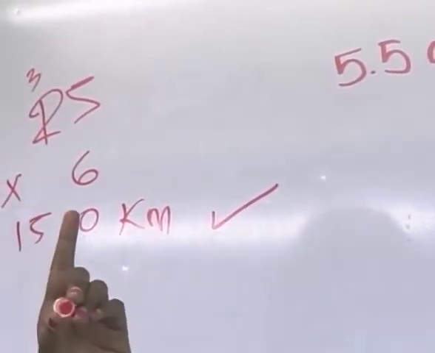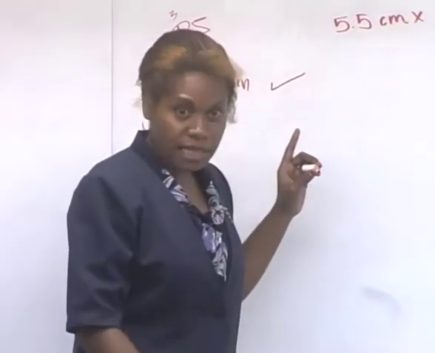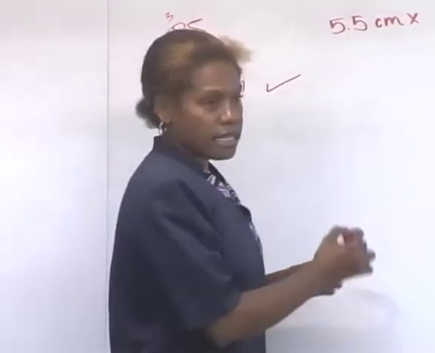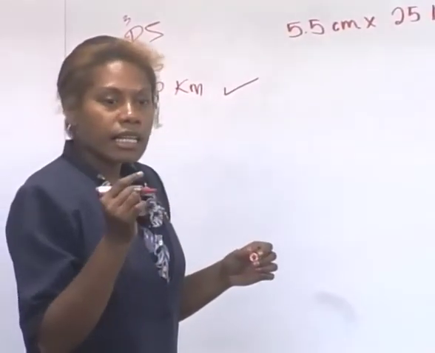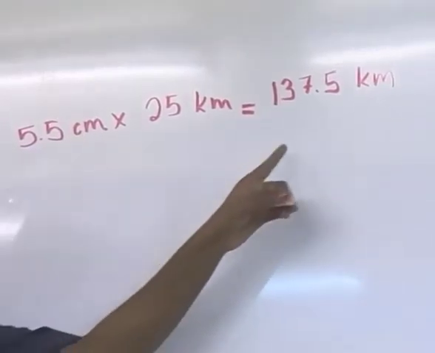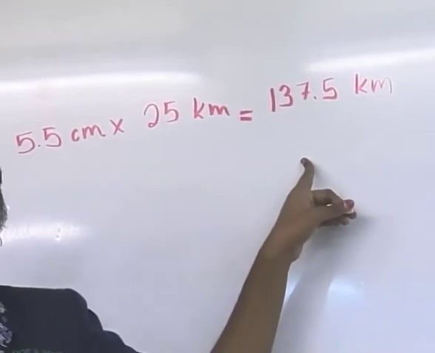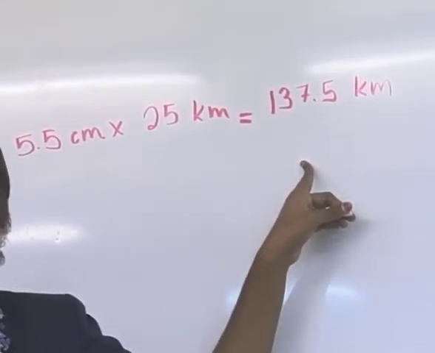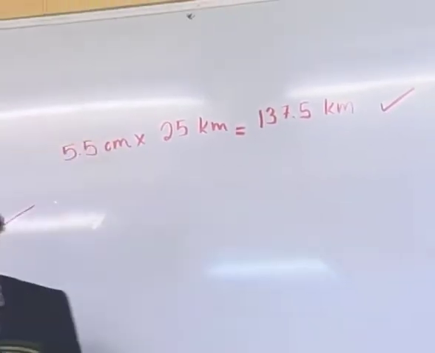All right, it says Bogia to Medang town. The distance on the map is 5.5 centimeters. Again, your scale is 1 centimeter is equal to 25 kilometers. So 5.5 times 25 gives you 137.5 kilometers. So that's the distance, Bogia to Medang. So receiving students, please correct your homework.